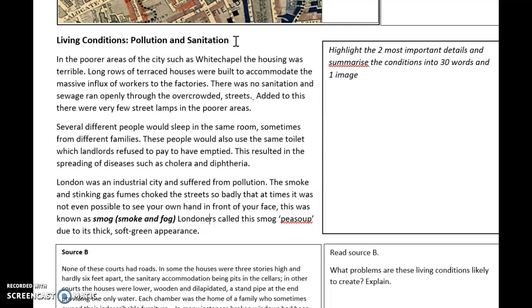counterparts. What I would like you to do now is to identify 2 of the most important details in this passage, and then summarise the conditions into 30 words and 1 image. Give yourself roughly maybe 5 minutes to do that now. Pause the video.